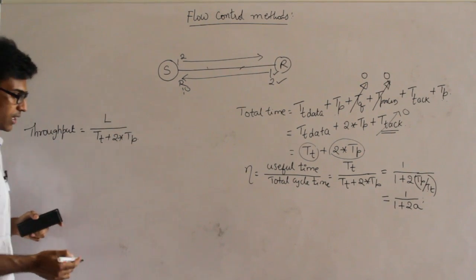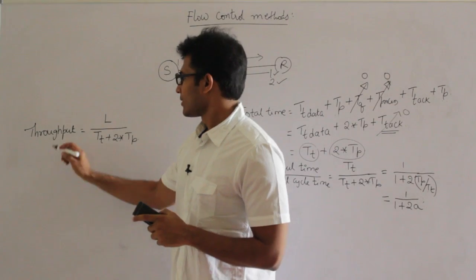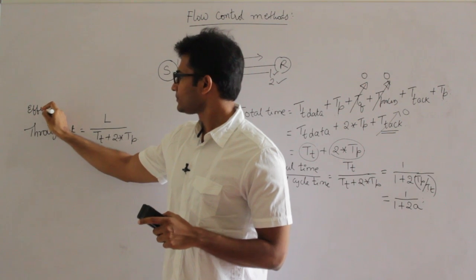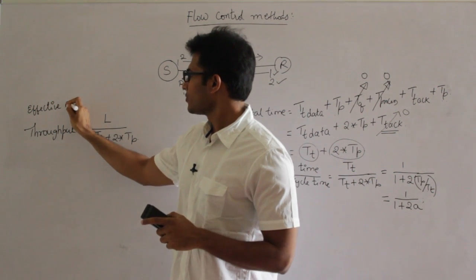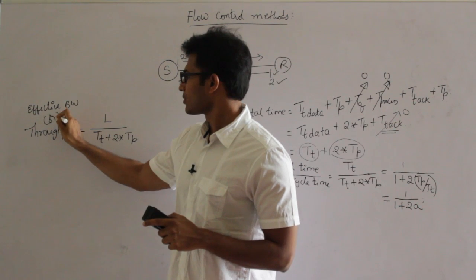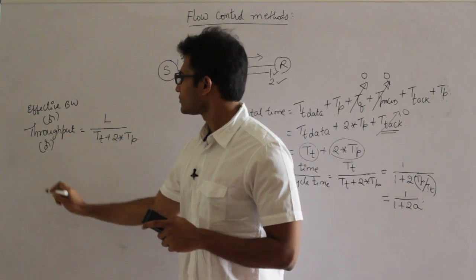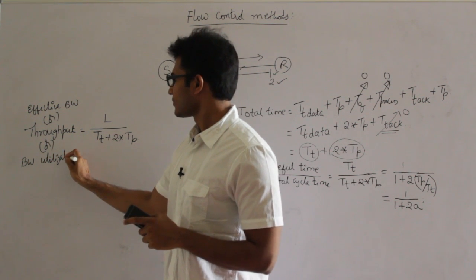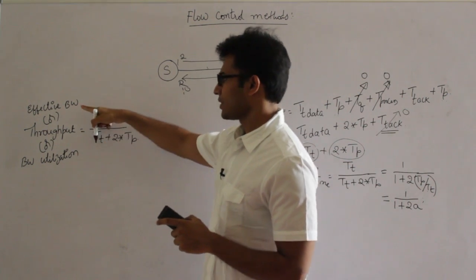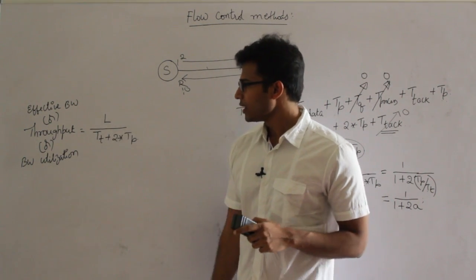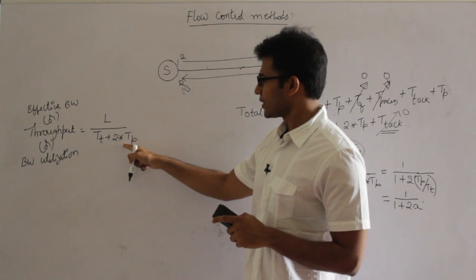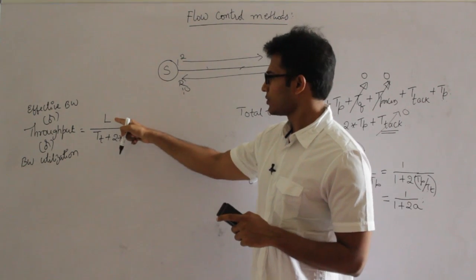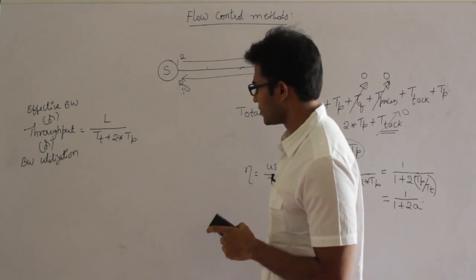Sometimes throughput is also called effective bandwidth or bandwidth utilization. So throughput has various names: effective bandwidth or bandwidth utilization or throughput. It is nothing but number of bits that we are sending per second. In a total time of Tt plus 2 into Tp, I am able to send L bits. Therefore, total throughput is L upon Tt plus 2 into Tp, right?